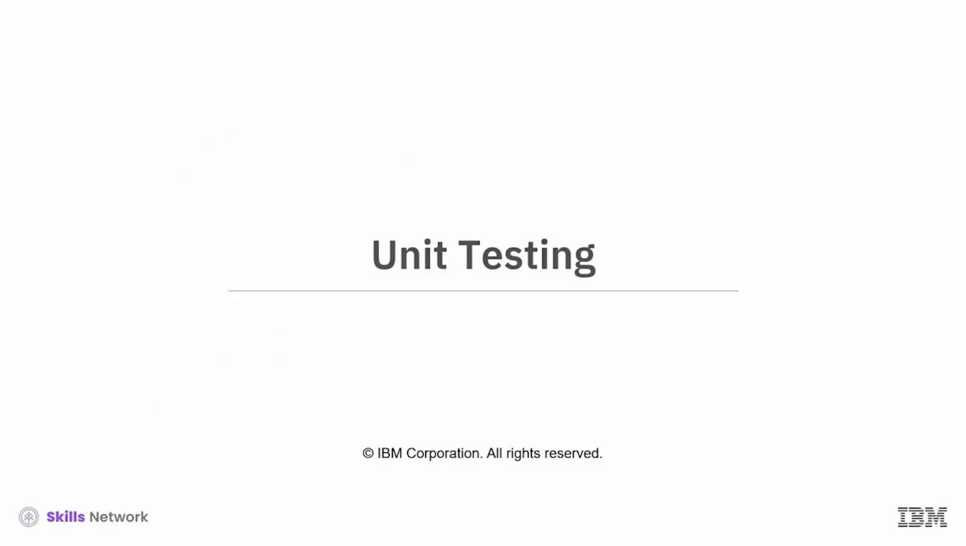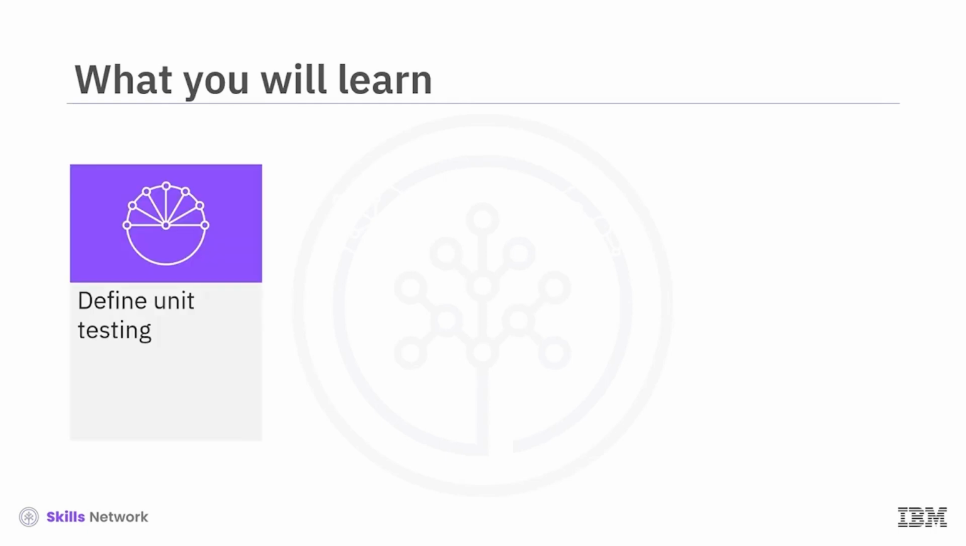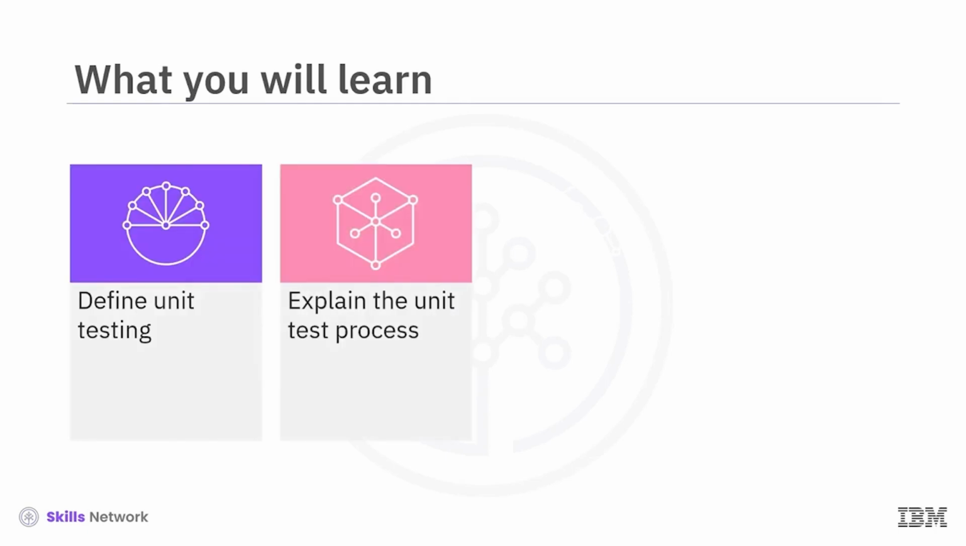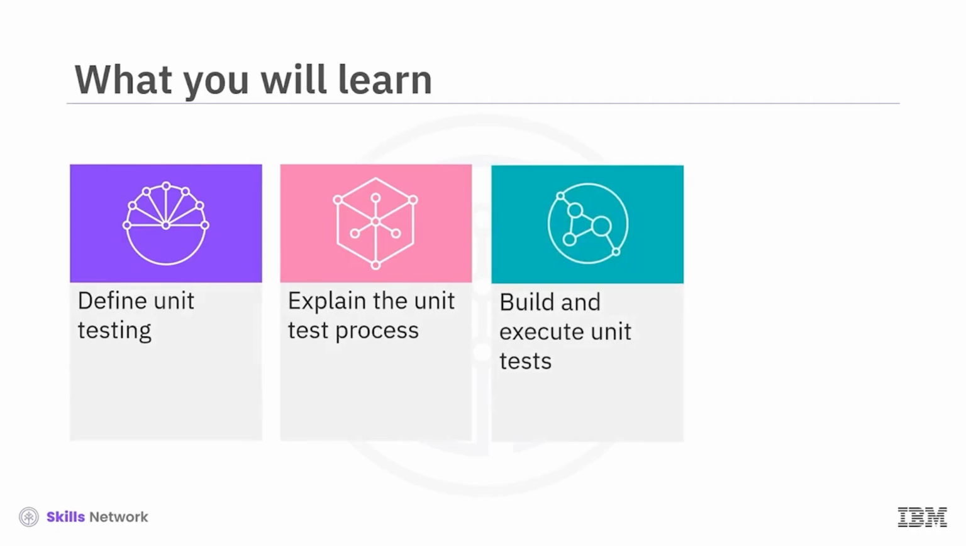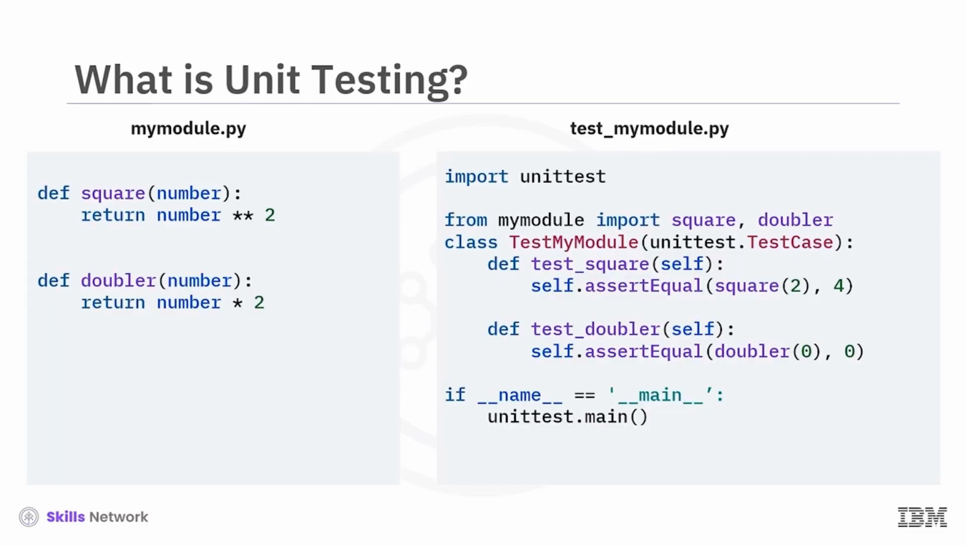Welcome to Unit Testing. After watching this video, you will be able to define unit testing, explain the unit test process, build and execute unit tests, and review the output of a unit test. Unit testing is a method to validate if units of code are operating as designed. A unit is a smaller, testable part of an application.